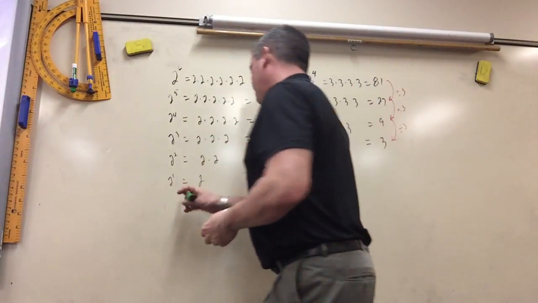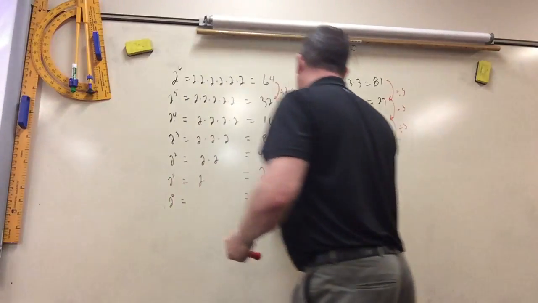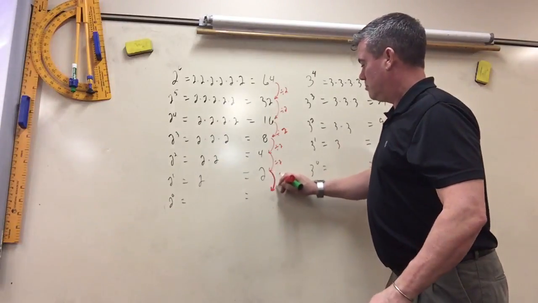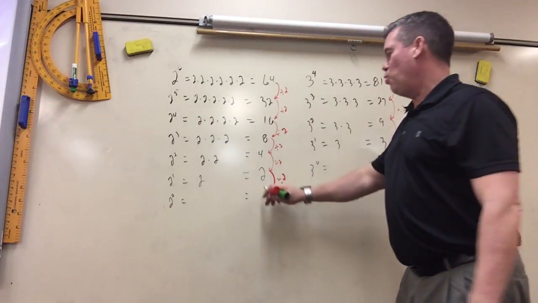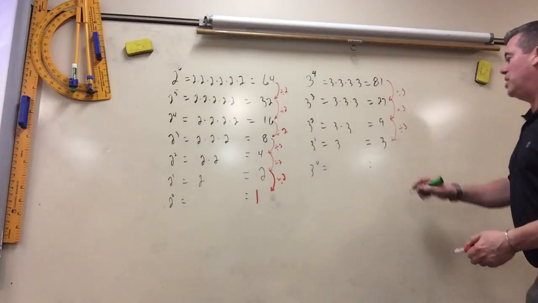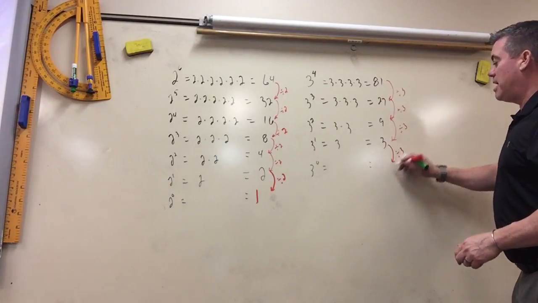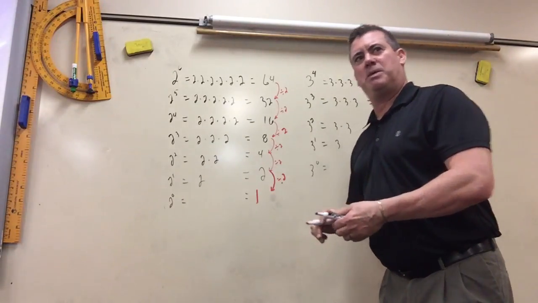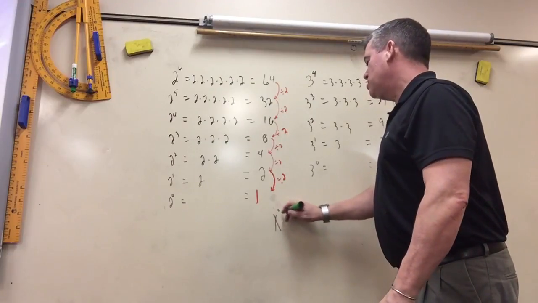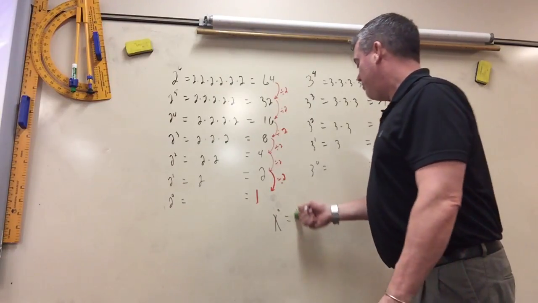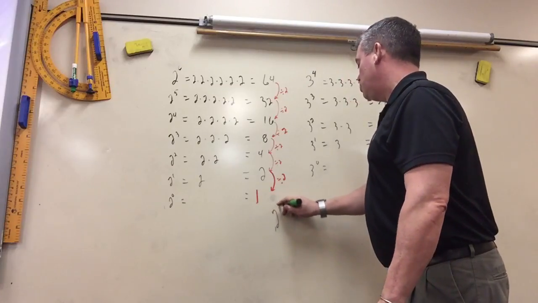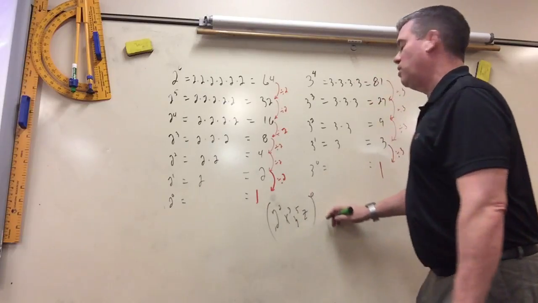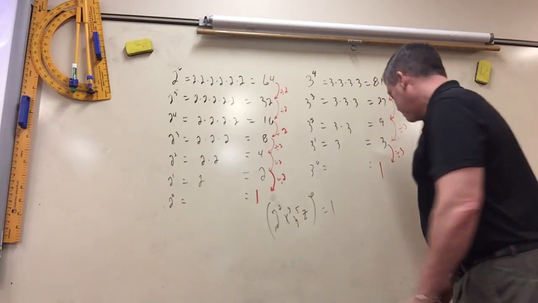So if you do the pattern, 2 to the 0 and 3 to the 0 is going to equal? It's going to be 1. 3 to the 0: 3 divided by 3 is 1. So anything to the 0 power is always 1. X to the 0 is 1. If you've got 2 squared, x to the 3rd, y to the 5th, z, all raised to the 0, it's 1.